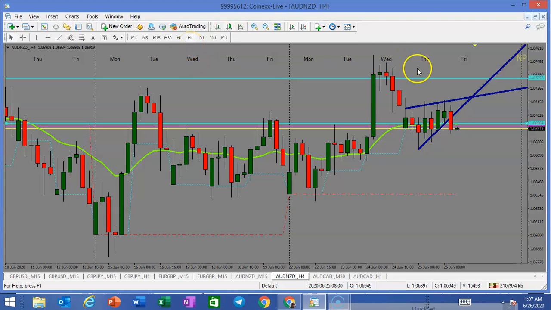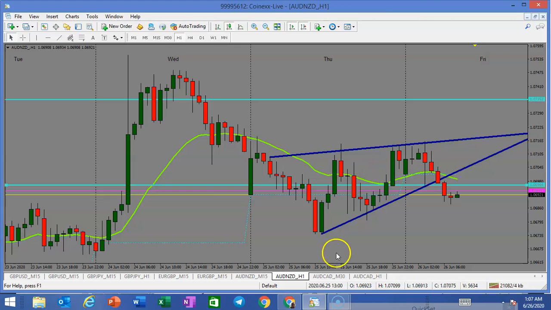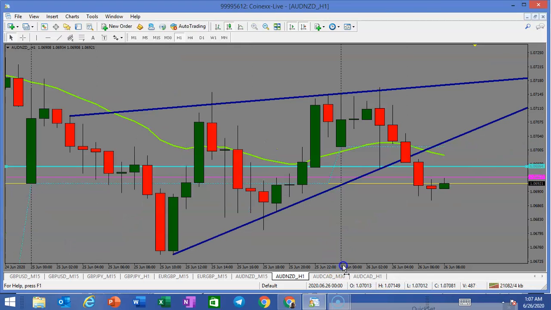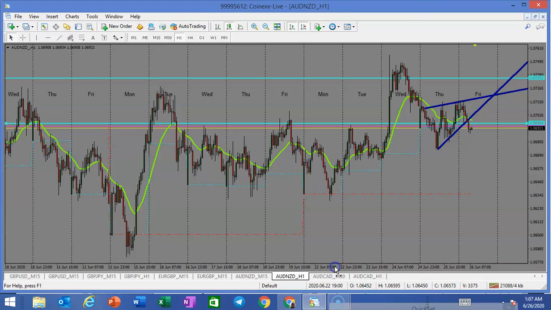Well, that's what I believe the story is telling us, actually, because we broke the triangle. We've got to trust our analysis. So anyway, here we are on the 1 hour. I may get into this one. Like I said, this was a weekly open back.